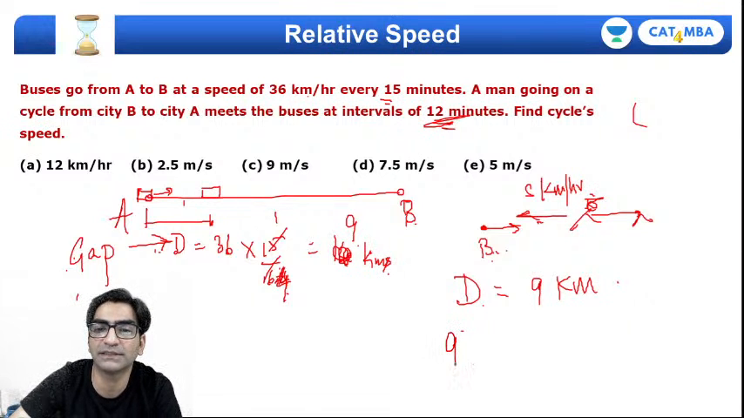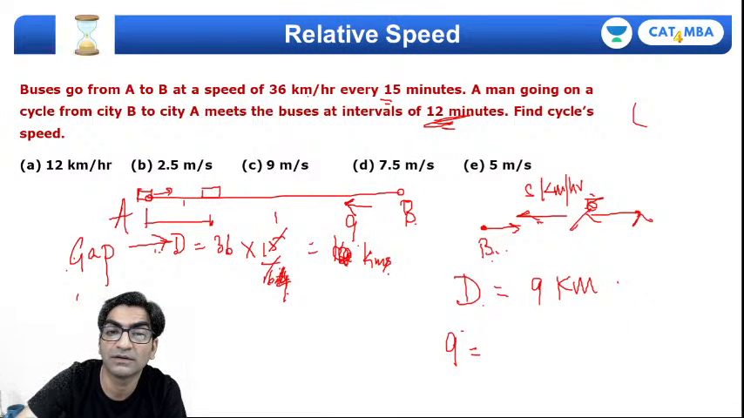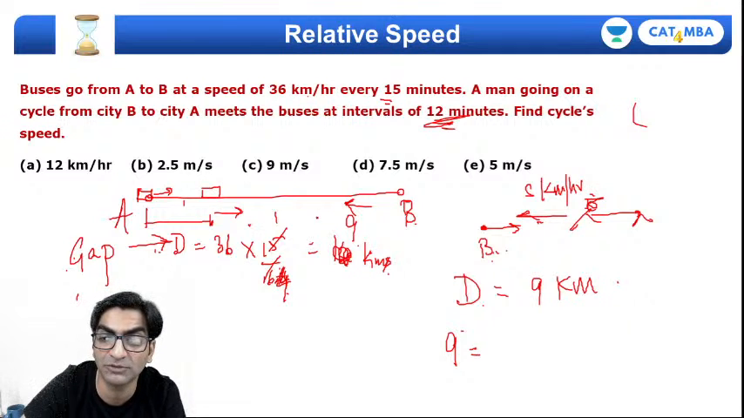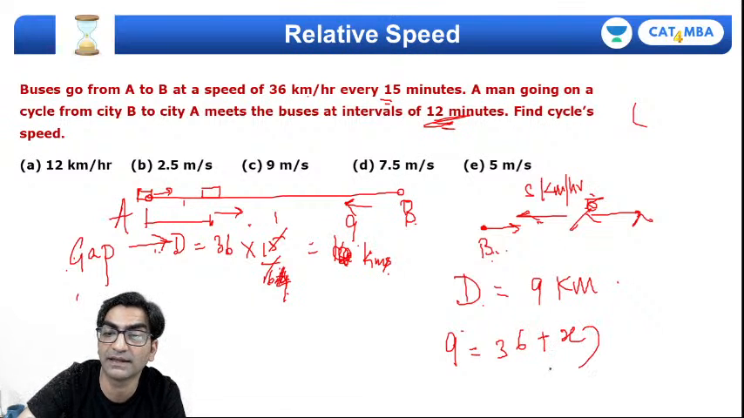Right? So you can say distance 9 will be equal to relative speed. In this case, what will the relative speed be? Both the bus and the cyclist are moving in opposite directions. So what do I know about the bus's speed? 36 kilometers per hour. The man's speed I don't know, let's take it as x. This into 9, 36 plus x.